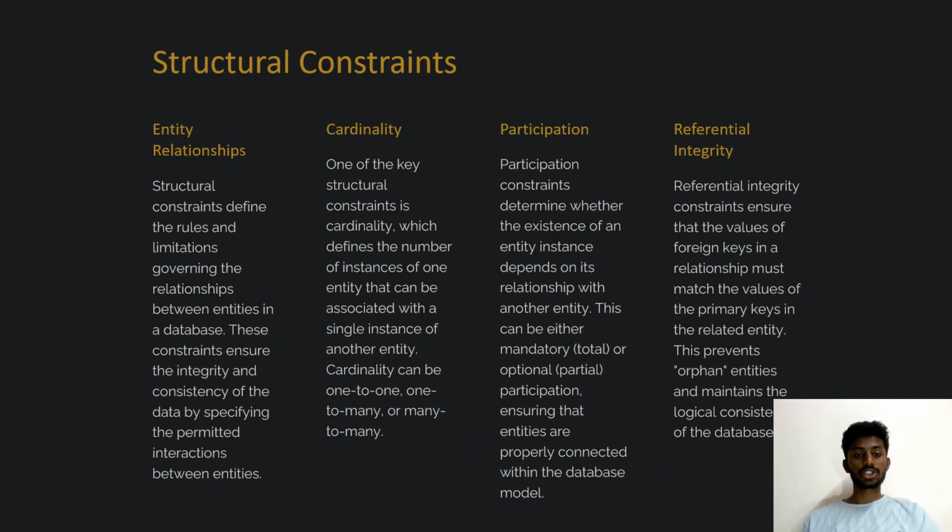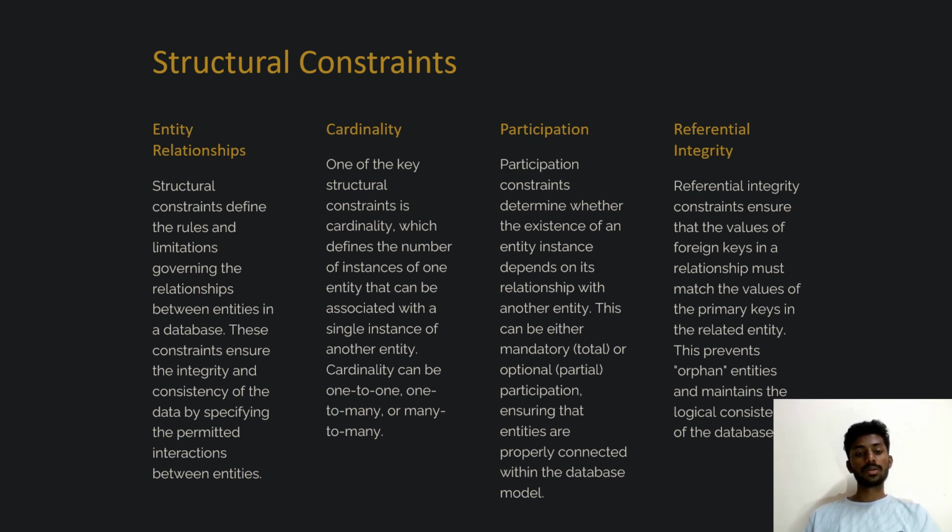So moving into structural constraints, we have entity relationships, cardinality, participation, and referential integrity. So what is entity relationships? So these structural constraints define the rules and limitations that are governing the relationships between entities in a database. These constraints ensure the integrity and consistency of the data by specifying the permitted interactions between entities.